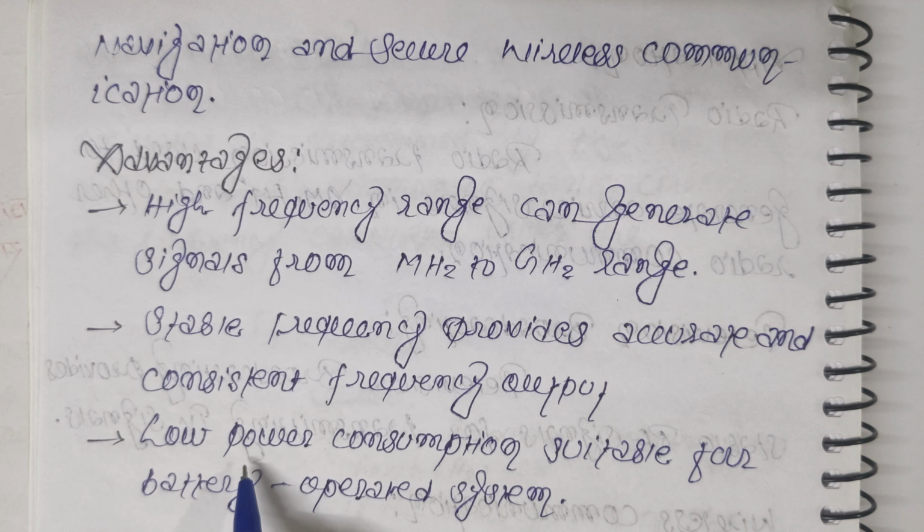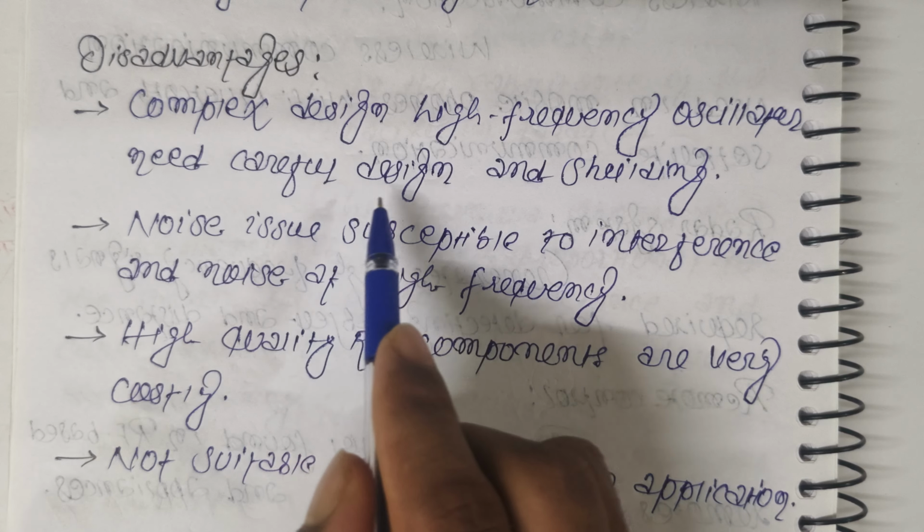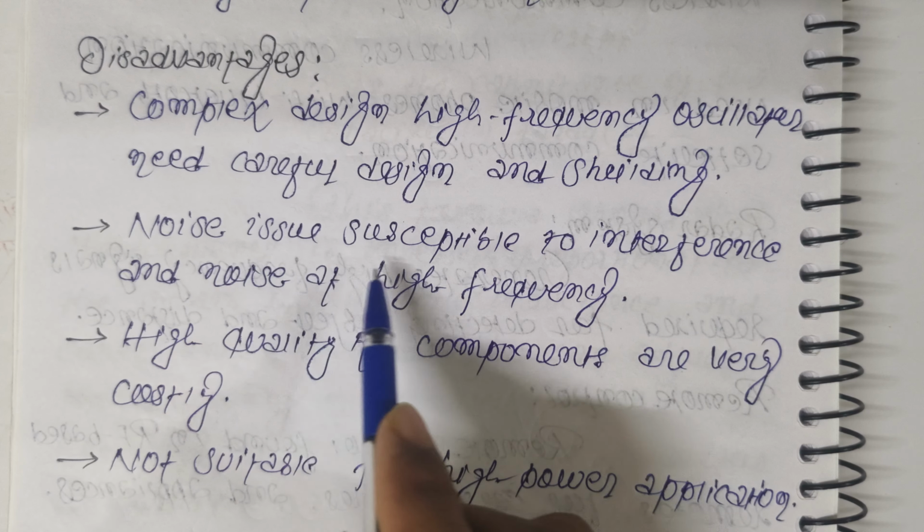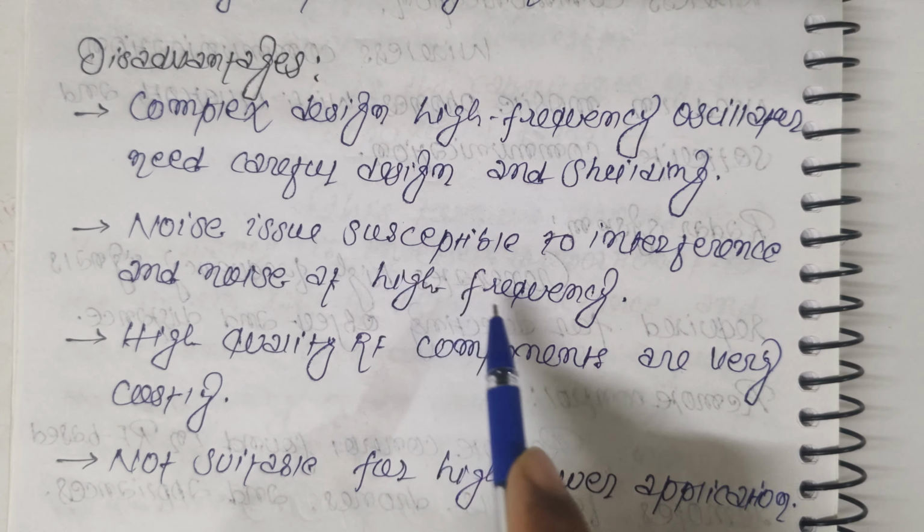Now we know friends disadvantages. Complex design, high frequency oscillator need careful design and shielding. Next, noise issue, susceptible to interference and noise at high frequency. Next, high quality RF components are very costly. And then last friends, not suitable for high power application.